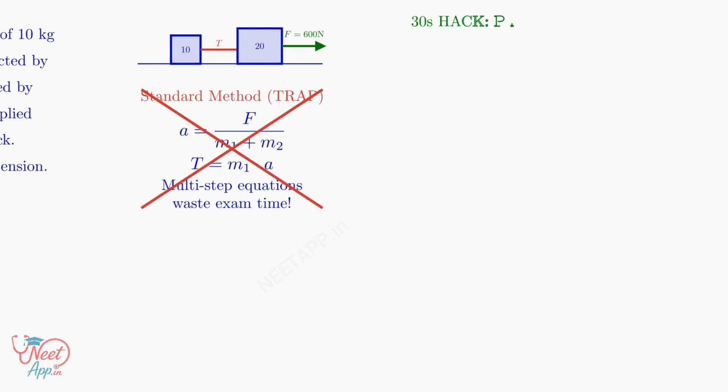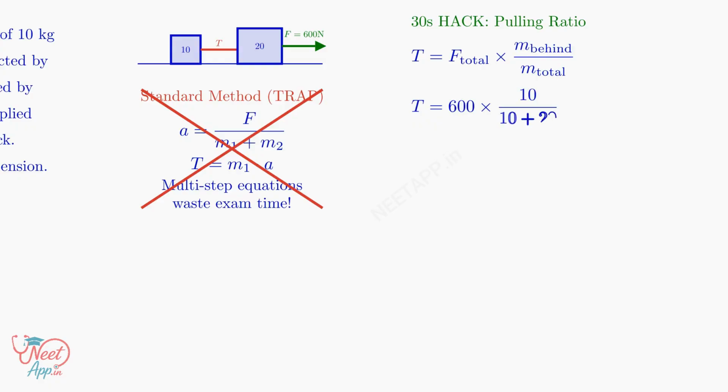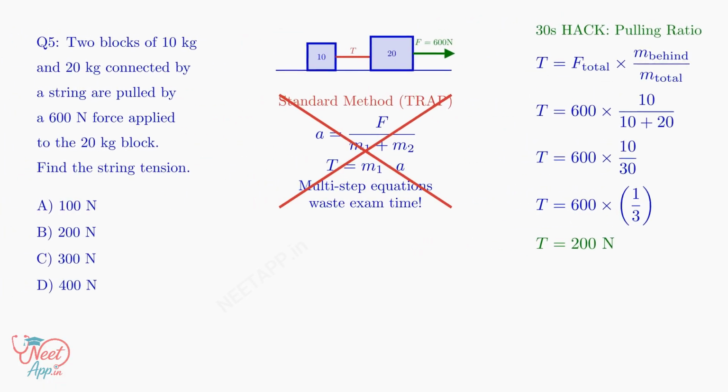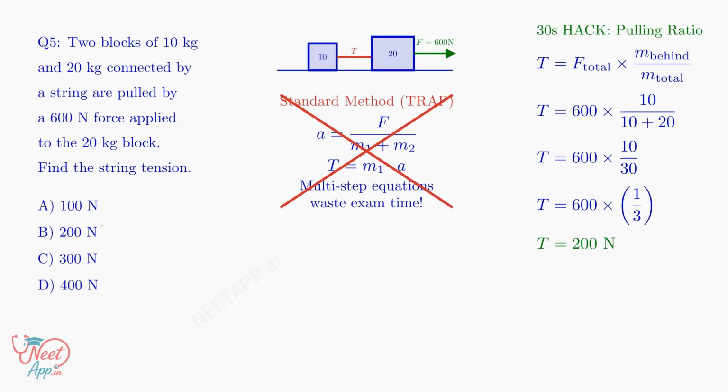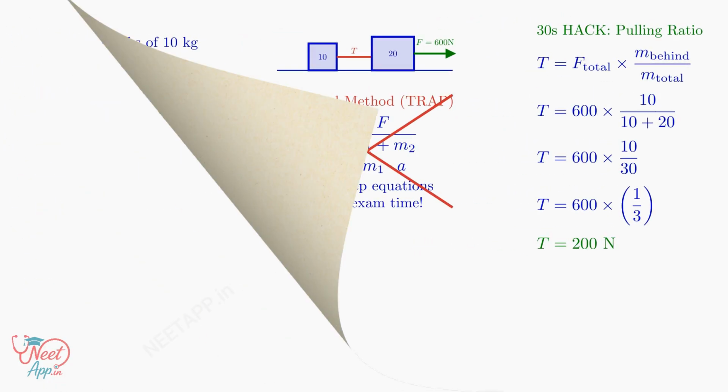It's a two-step trap that eats your clock. Here is your 30-second pulling ratio hack. Tension is simply the total pulling force multiplied by the mass behind the string divided by the total mass. Let's plug it in. Tension equals 600 times the mass being dragged, which is 10, over the total mass of 30. That's 600 times 1/3, which instantly simplifies to 200 newtons. Option B is our correct answer. Just grab the mass behind the string, multiply by total force, divide by total mass and move on.